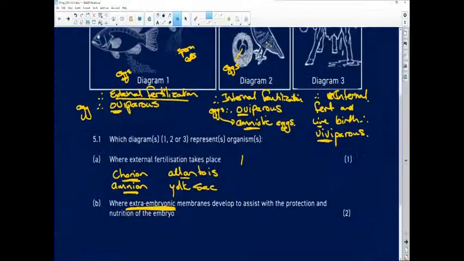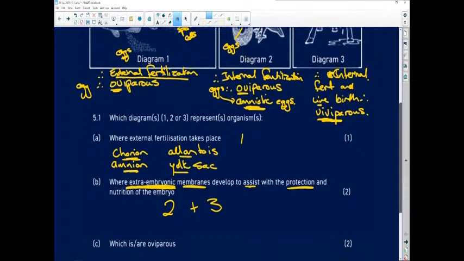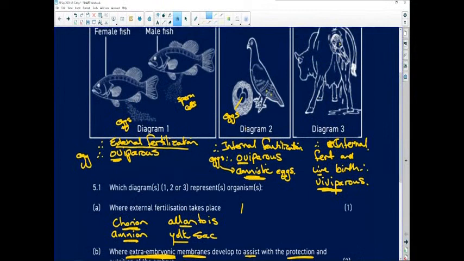So you're going to find these 4 embryonic membranes. Okay, just in case you didn't know what they were. They developed to assist the protection and nutrition of the embryo. So they want to know in which diagrams you're going to find that. You're going to find it in the amniotic egg, and you're going to find it where we have a viviparous connection to the uterus. So it'll be diagram number 2, and diagram number 3. Then, which is our oviparous? So oviparous means to lay eggs. O for oviparous, O for the shape of an egg. So it'll be diagram 1 and diagram 2.